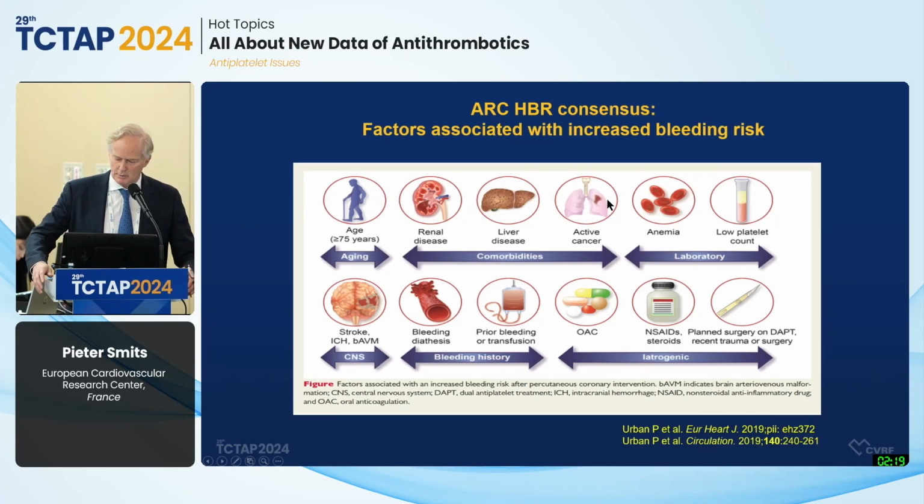As well, we have a nice paper on high bleeding risk, where the consensus group identified 10 factors that were associated with high bleeding risk, like age, renal disease, liver disease, active cancer, anemia, thrombocytopenia, neurological stroke and ischemic hemorrhage, arterial venous malformations, bleeding diathesis, prior bleeding and transfusion, oral or chronic use of non-steroidal anti-inflammatory drugs and steroids, or planned surgery.